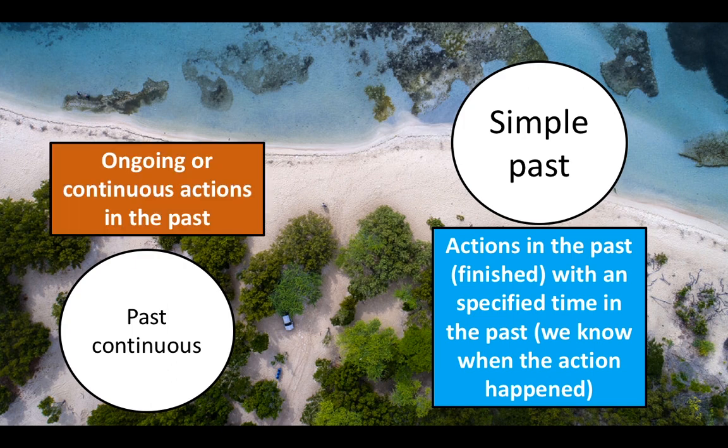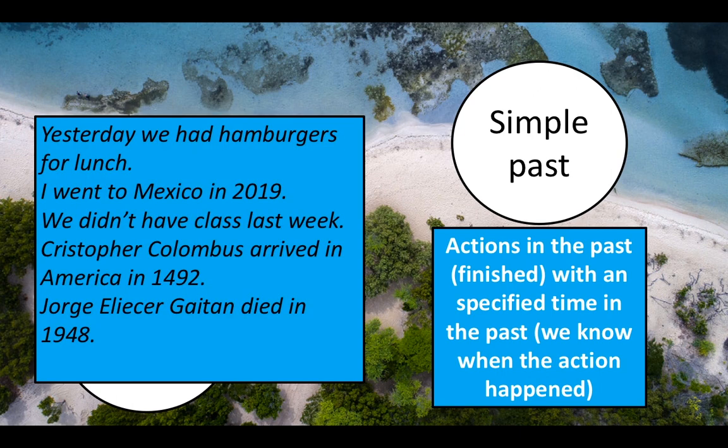The past continuous, we use it to describe actions that are ongoing or continuous in the past. Let's see some examples so you can see the difference. These are examples of the simple past. Yesterday we had hamburgers for lunch. When did we have hamburgers for lunch? We had hamburgers yesterday. That is an action that happened at a specified time in the past, which is yesterday.